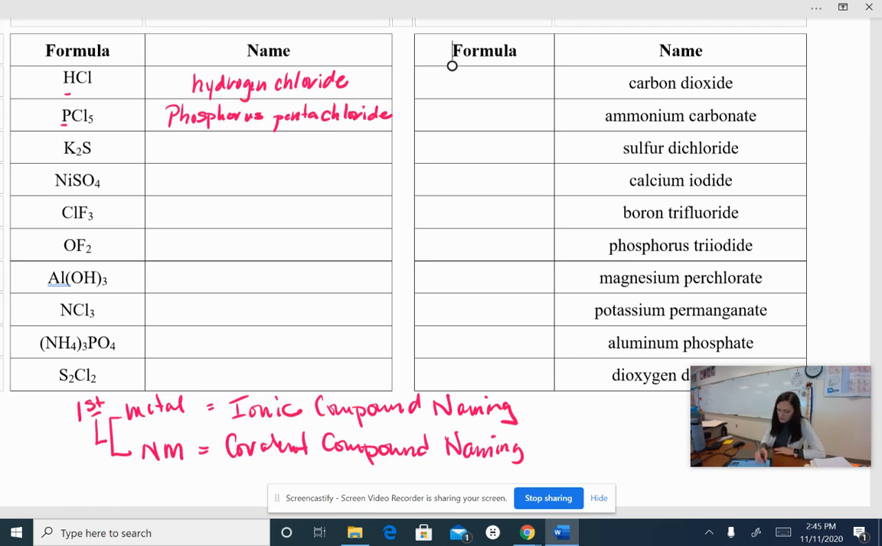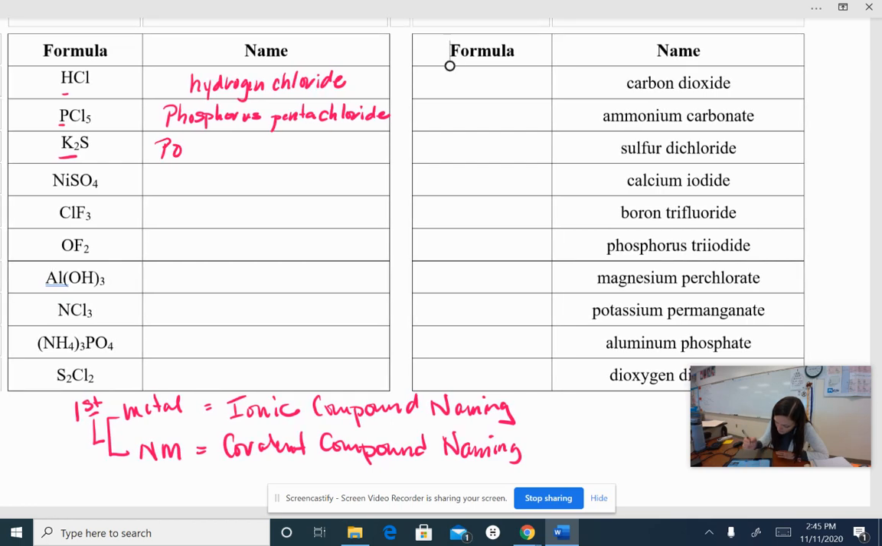Okay. Potassium here is a metal, so we are going to use our ionic naming rules. So this, we don't put numbers in. Remember, unless it's a transition metal and we put numbers with Roman numerals. So we don't have to put a di here. This is just going to be potassium sulfide.